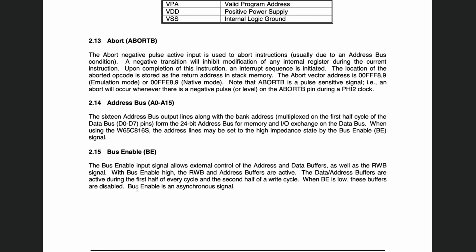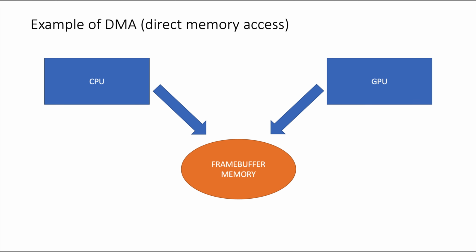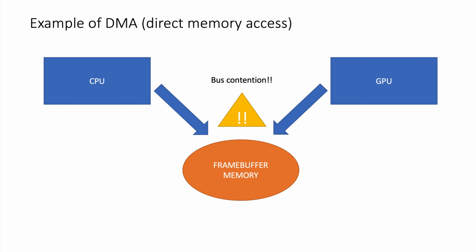So the way you would use a bus enable pin in a 65C816 system is if you want to implement direct memory access, DMA. So let's say you have, for example, a CPU and a GPU and a shared memory, which is the frame buffer where you store the pixel values of what you want to display on the screen. Both the CPU and the GPU need to access the memory in order to manage the pixels that you see on the display. And so this can lead to bus contention.